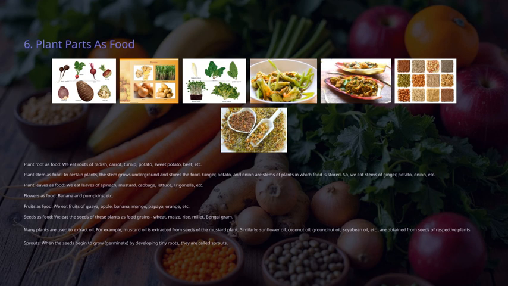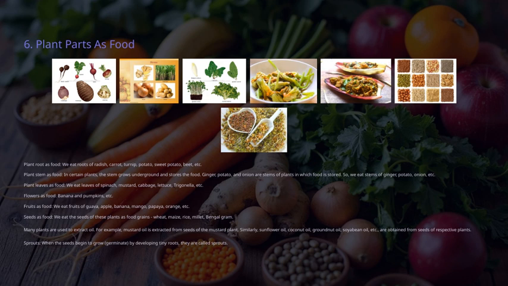Many plants are also used to extract oils. For example, mustard seeds are pressed to get mustard oil. Similarly, sunflower, coconut, groundnut, and soybean seeds are used to produce their respective oils, which are important in cooking. Lastly, when seeds start to sprout and develop tiny roots, they are called sprouts. Sprouts are nutritious and often added to salads and dishes for their health benefits.